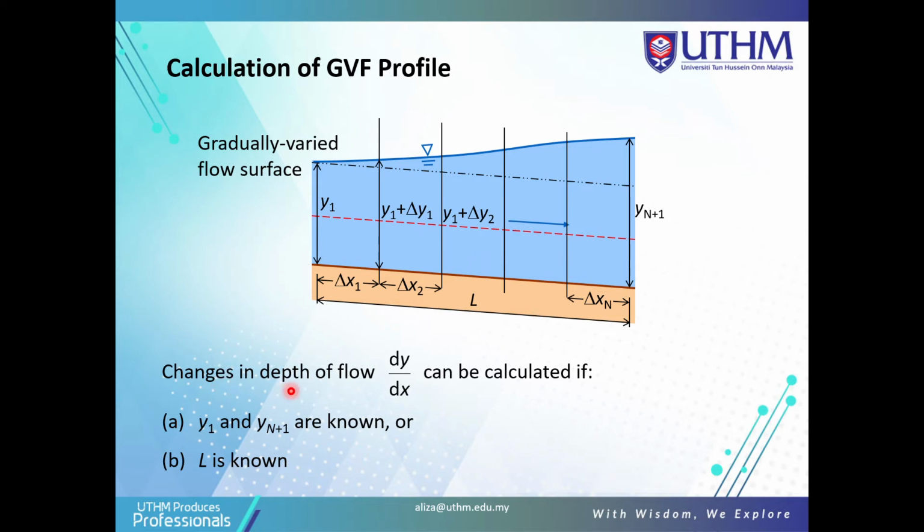Actually the change in depth of flow, dy over dx, can be calculated if y1 and yn plus 1 are known, or L is known. L is actually the length of the profile. We know the y1 first here and also the last one here. So we can calculate using those three methods: direct integration, direct step and so on.